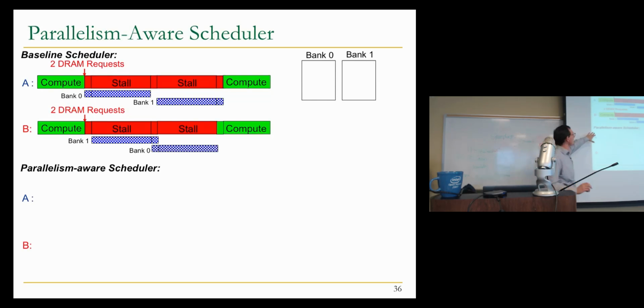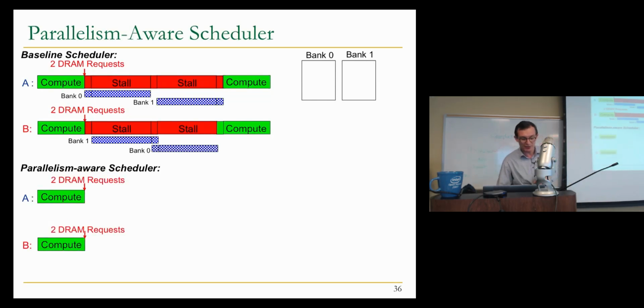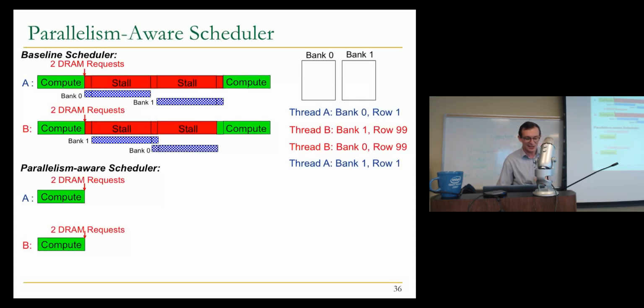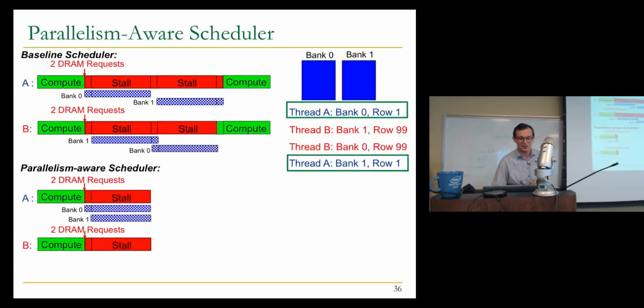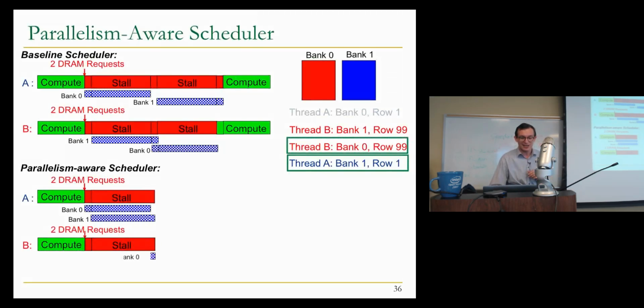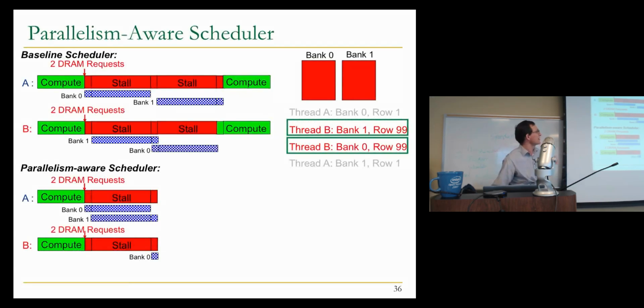Now, if you had a parallelism aware scheduler, what it would do is preserve the parallelism of each thread. Let's say it gets the same requests from these threads, and first schedules thread A's request to bank 0, and then it realizes that it has thread A's request that goes to bank 1. If it services these 2 requests in parallel, thread A can make progress because its requests will finish. So it schedules thread A's request to bank 1 in the next cycle. And later, thread A's request to bank 0 completes, and then thread A's request to bank 1 completes, and the memory scheduler can take thread B's requests and schedule them consecutively to the banks.